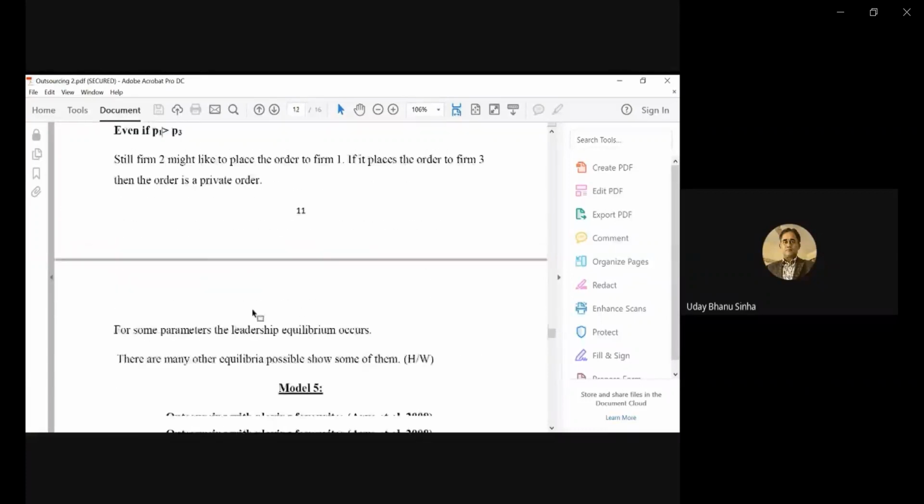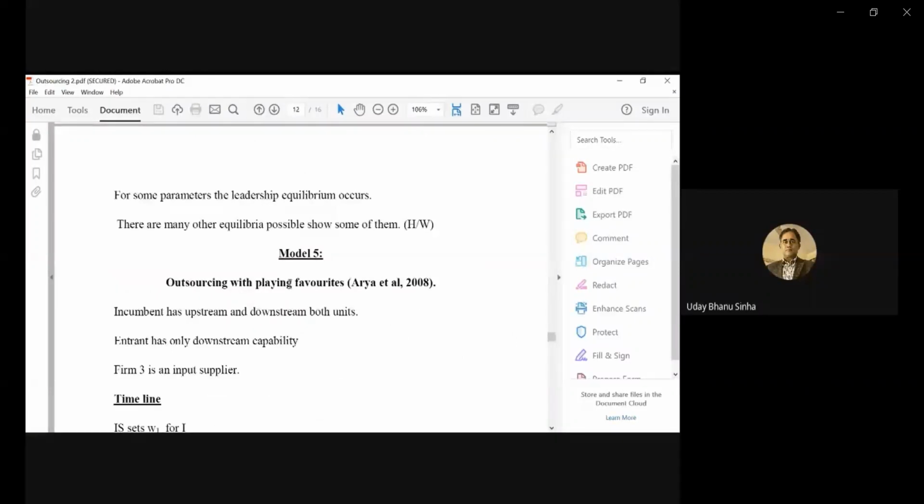Now let us move to another model. Again, this is a published one, 2008, most probably Management Science. You can check that because this set of authors have two articles. One is in Management Science, another is in another journal. As far as I remember, I'm teaching you the Management Science article, but you can check that. Outsourcing with playing favorites, that's the main thrust of this article.